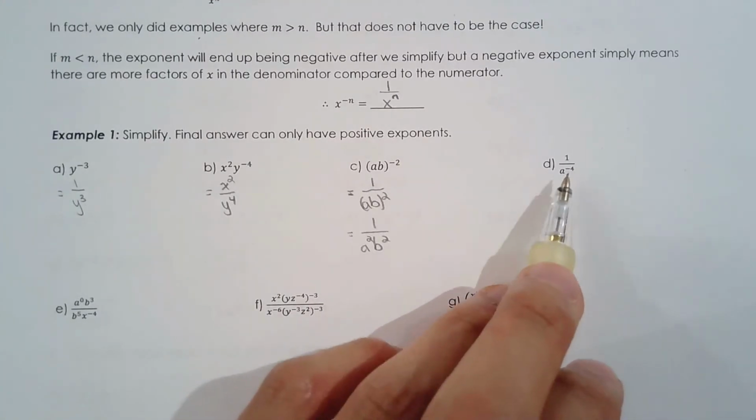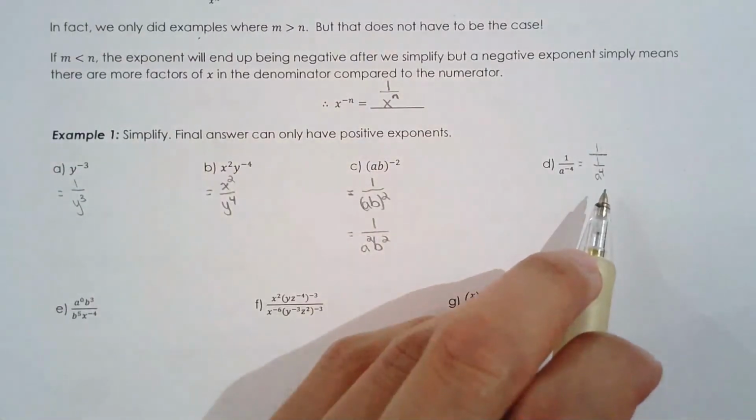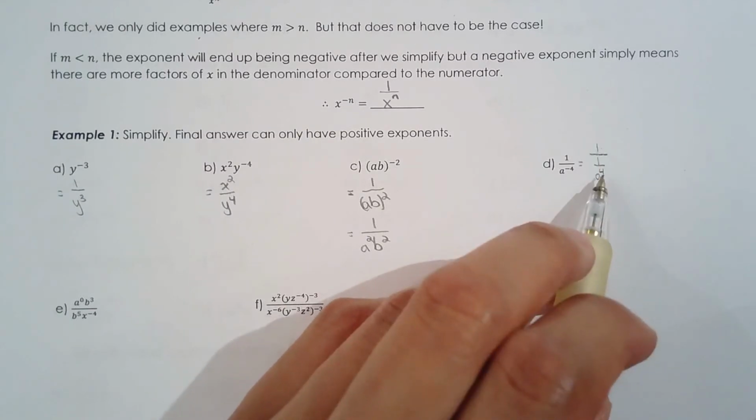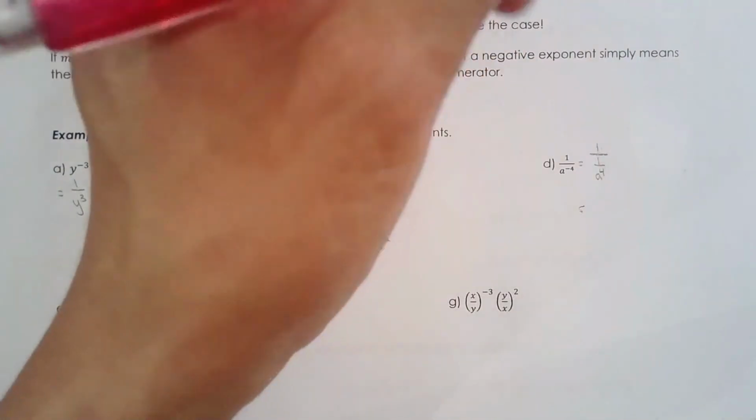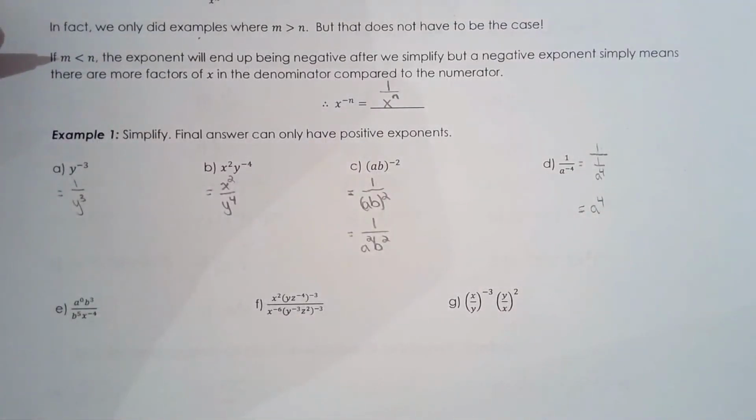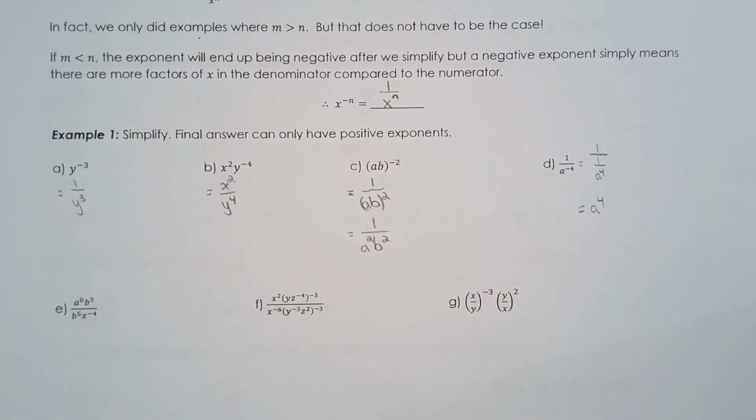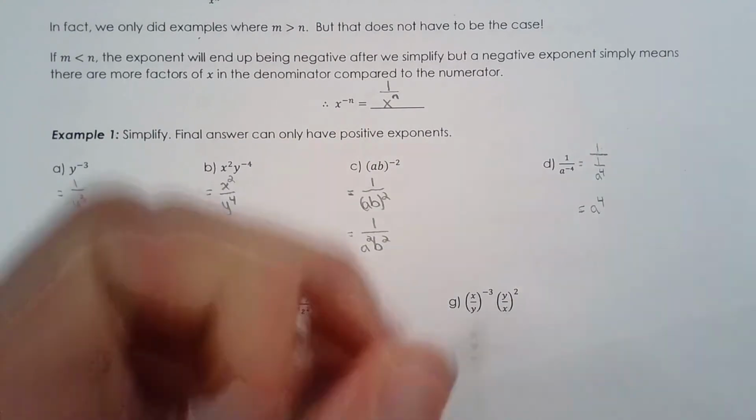Ooh, now you have a negative exponent in the denominator. So you know what? I'll break it down. I'll show all my steps. So it's 1 over a to the negative 4. And whenever you divide by a fraction, you multiply by the reciprocal. So really it's going to be 1 times a to the power of 4 over 1, which is a to the power of 4. So in essence, whenever you have a negative exponent in the denominator, it actually becomes a positive exponent in the numerator.